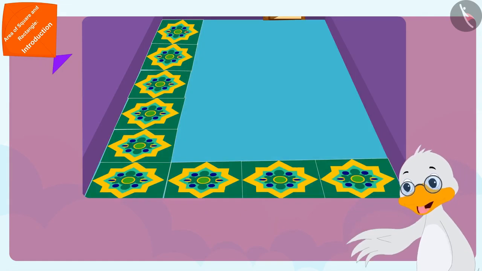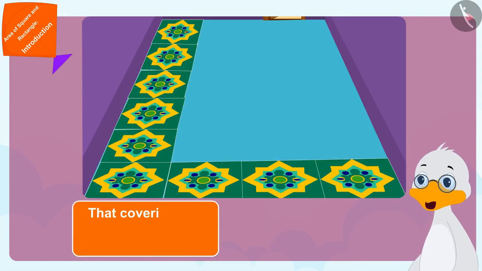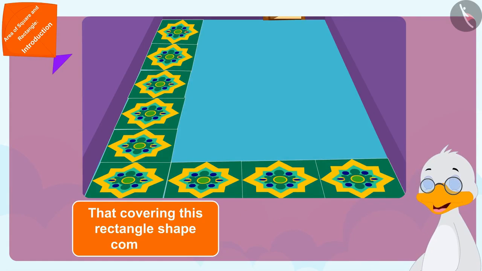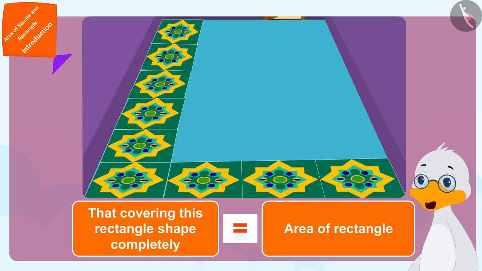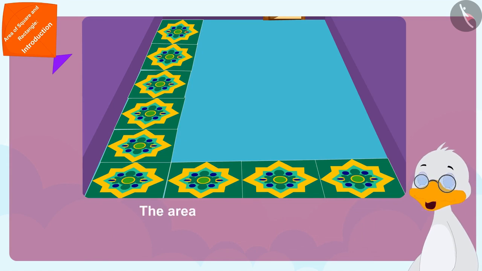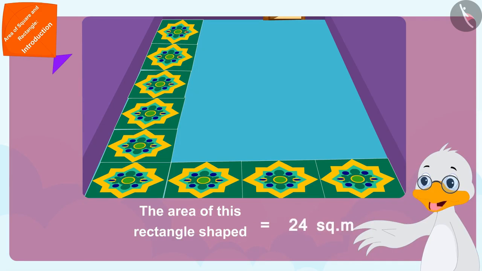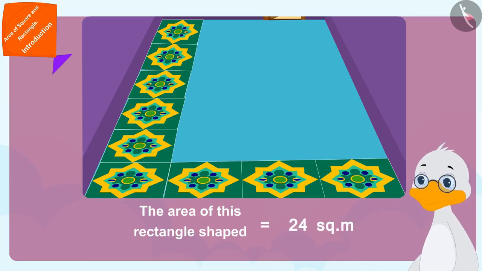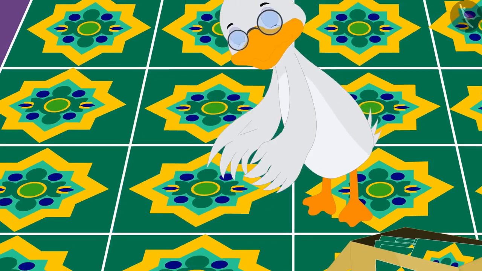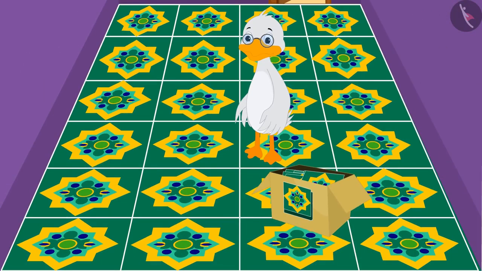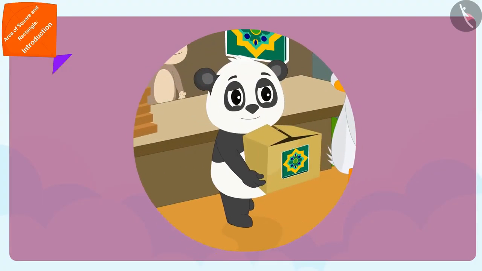And the fun part is that covering this rectangle shape completely will be equal to its area. This means the area of this rectangle-shaped floor is 24 square meters. Uncle finished laying the tiles on his floor. Come, let's see what Golu is doing.